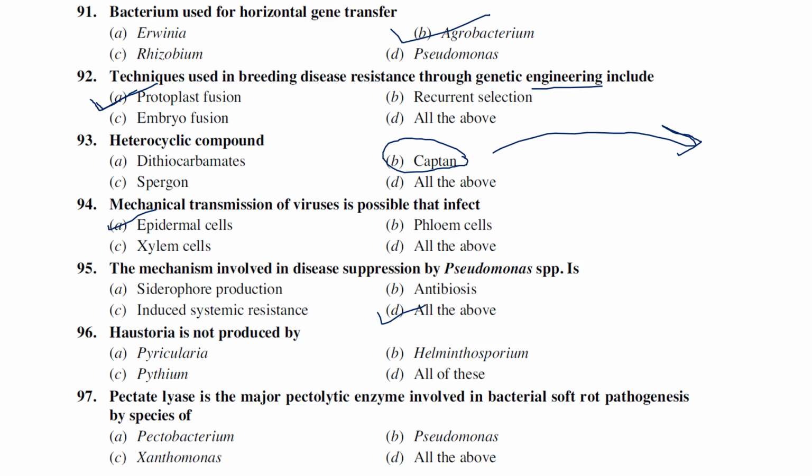Haustoria is not produced by Pyricularia, Helminthosporium, Pythium. Pythium is known to not produce haustoria and appressoria. This Pythium cannot produce haustoria and appressoria.